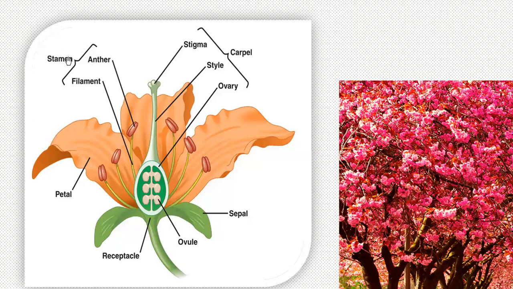As you all know, there are four whorls. The outermost whorl, the outermost circle, is the sepals. The next circle is the corolla. The next circle is the androecium. Finally, the innermost circle is the gynoecium or carpel. The carpel has three parts: stigma, style, and ovary. This is the stigma, this is the style, this is the ovary. It is the innermost part of the flower and is also called the gynoecium. This is the female reproductive part. Androecium is the male reproductive part. So these are the parts of the flower.